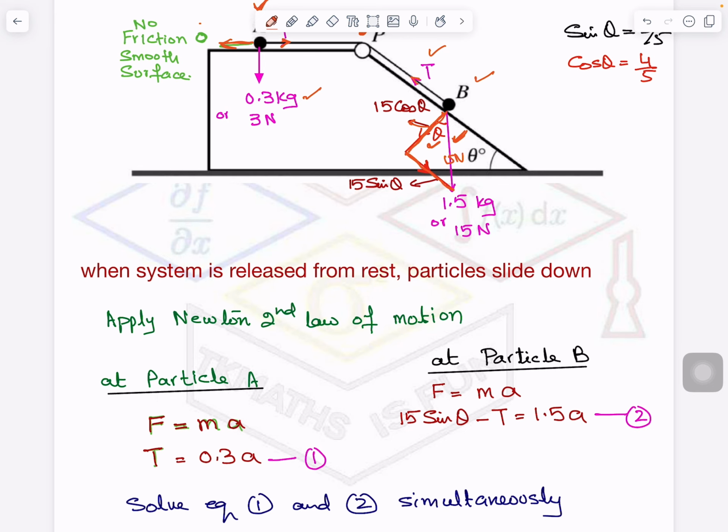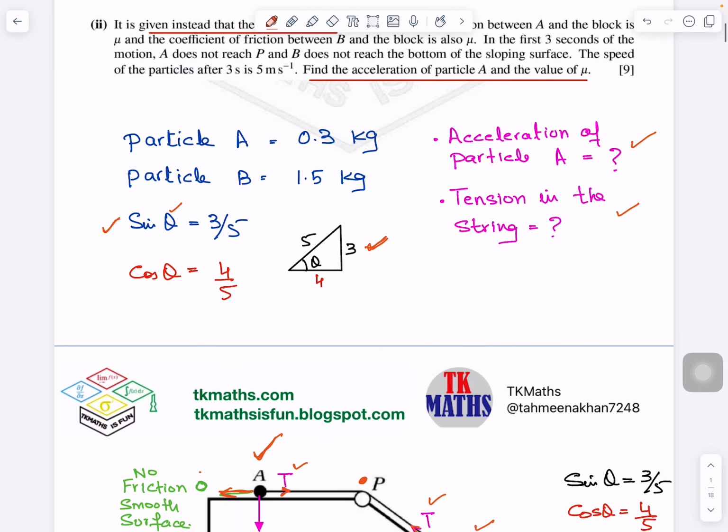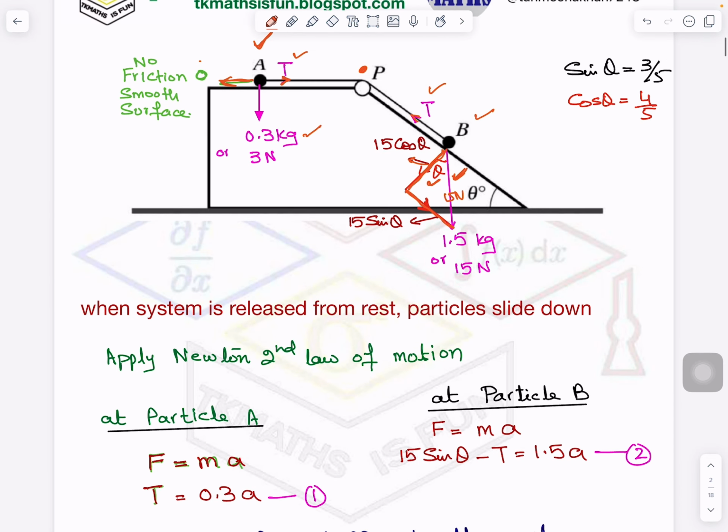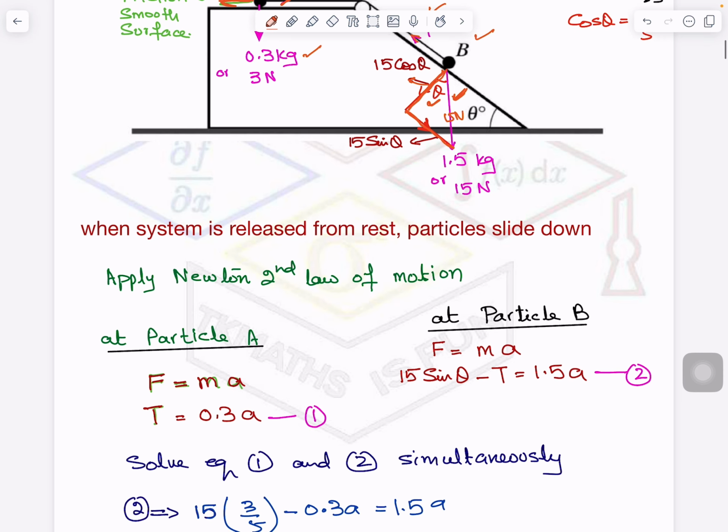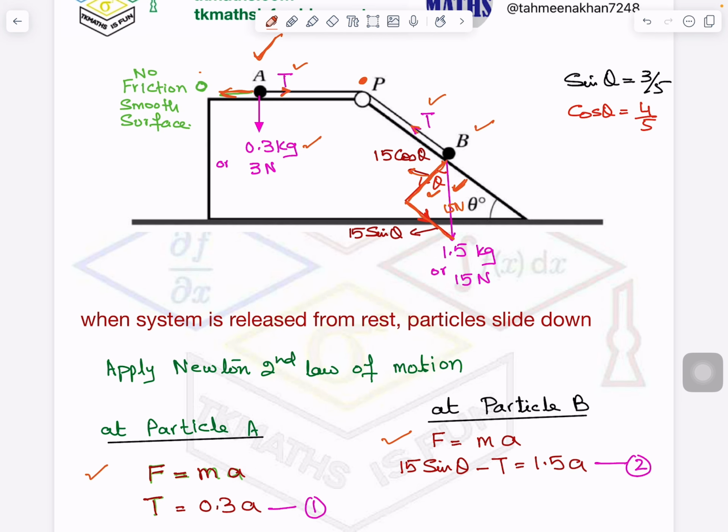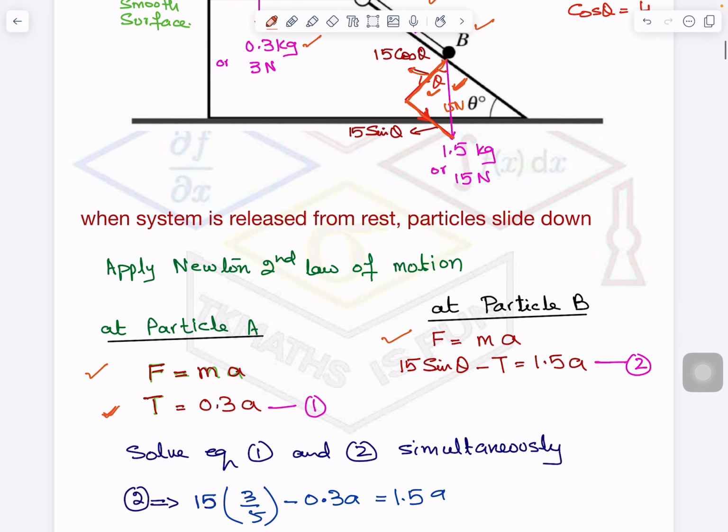The target was to find the acceleration and the tension in the string. So I am making here two equations. There are three ways to solve it. I am solving one way first. So when the system is released from rest, the particle slides down, applying Newton's second law of motion at A and at B. I have shown you here, just a minute, here Newton's second law of motion. And for particle A, if you see here, the forward force is T and mass is 0.3. So I have written this equation, T equals 0.3A.